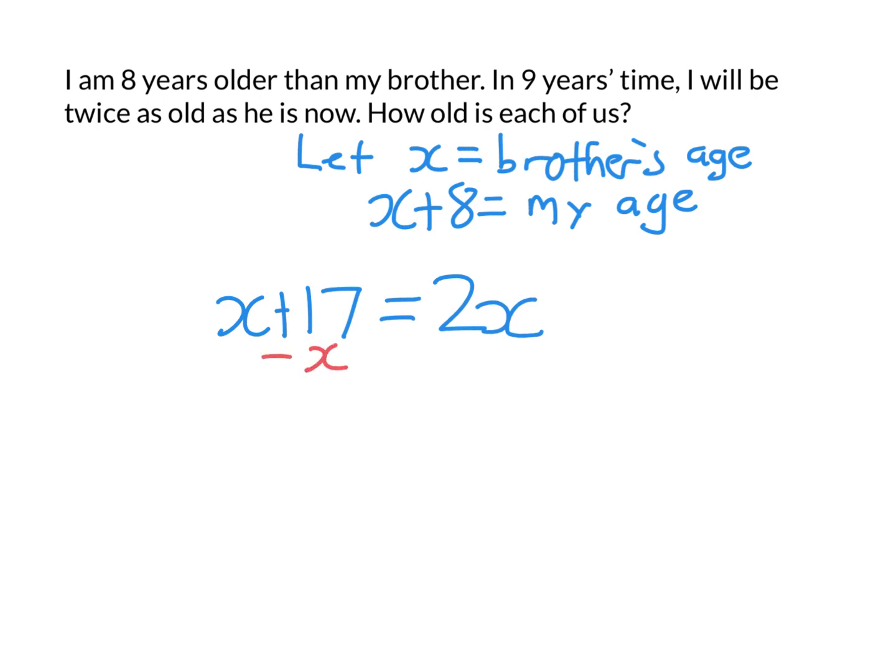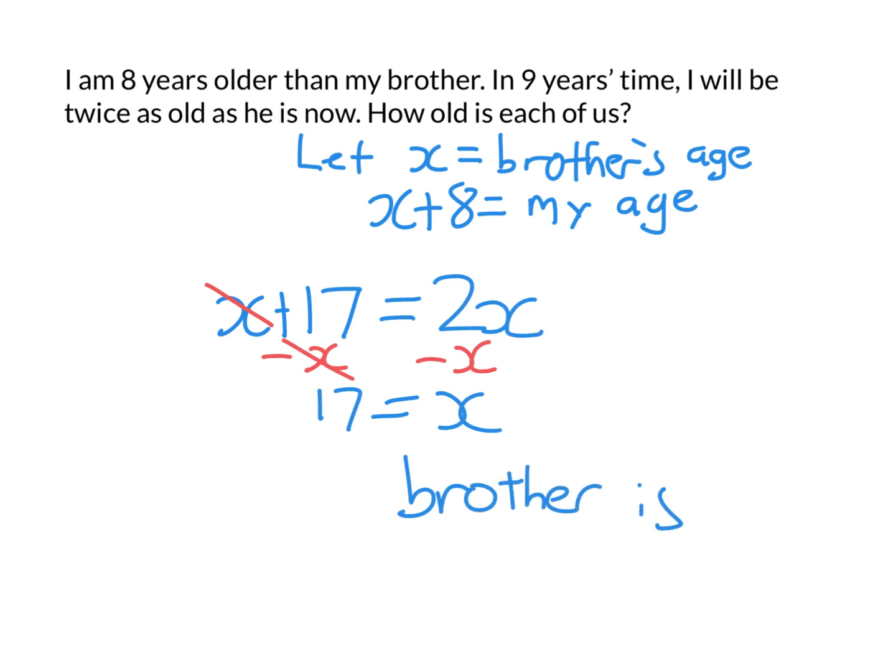Subtracting x from both sides, because this is the one with the lowest coefficient, I get 17 equals x. So that means brother is 17. He's currently 17. My age is 17 plus 8, which is 25. So we've answered the question and we're done.